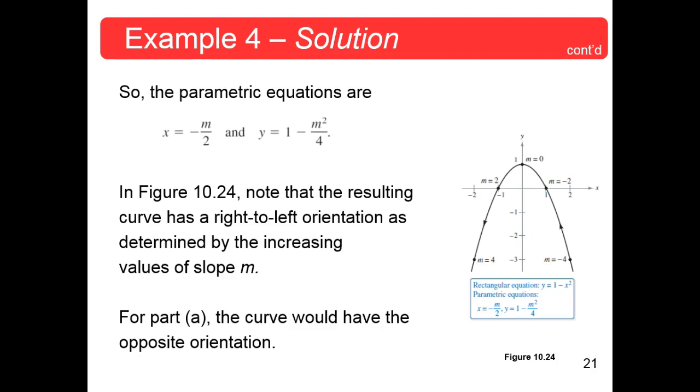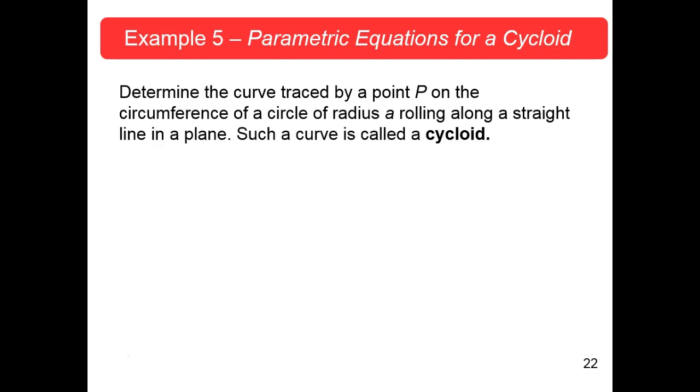So in this figure, here's the deal. Okay. That the resulting curve has a right to left orientation determined by the values of slope m. And for part A, the curve would have the opposite orientation, left to right. Okay. If you just did the t and 1 minus t squared. Okay. Now, that was example 4. Let's see. Yes, here's example 5.